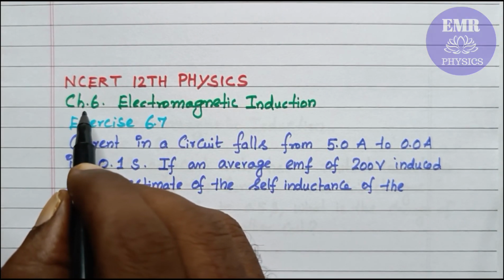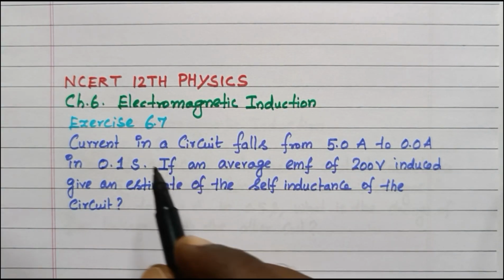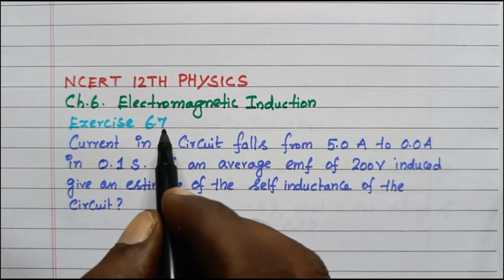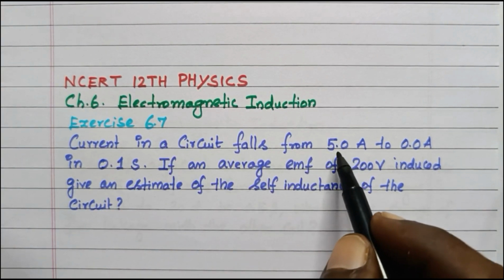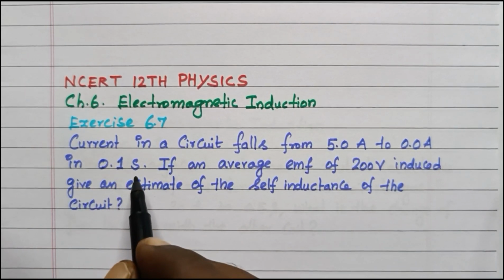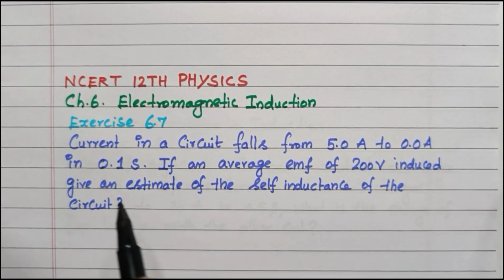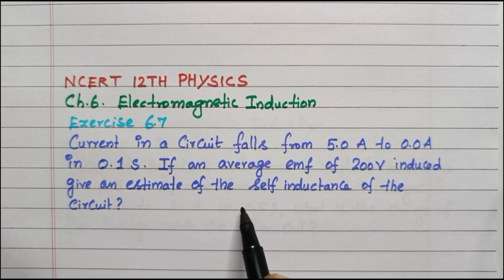We are solving the numerical problems given in Chapter 6 Electromagnetic Induction. In this video, we are going to see how to solve the numerical problem given in exercise 6.7. The problem is: current in a circuit falls from 5.0 ampere to 0.0 ampere in 0.1 second. If an average EMF of 200 volt is induced, give an estimate of the self-inductance of the circuit. This is the given problem.